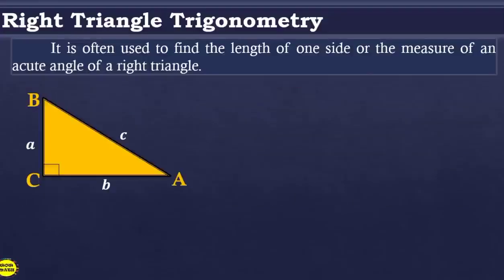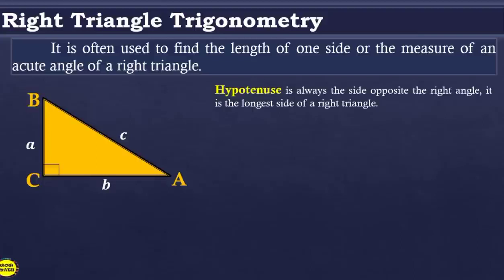Let's have the right triangle trigonometry. In right triangle trigonometry, it is often used to find the length of one side or the measure of an acute angle of a right triangle. So this is only for right triangle. Okay? So we have here a given figure. I have here triangle ABC with sides a, b, and c.